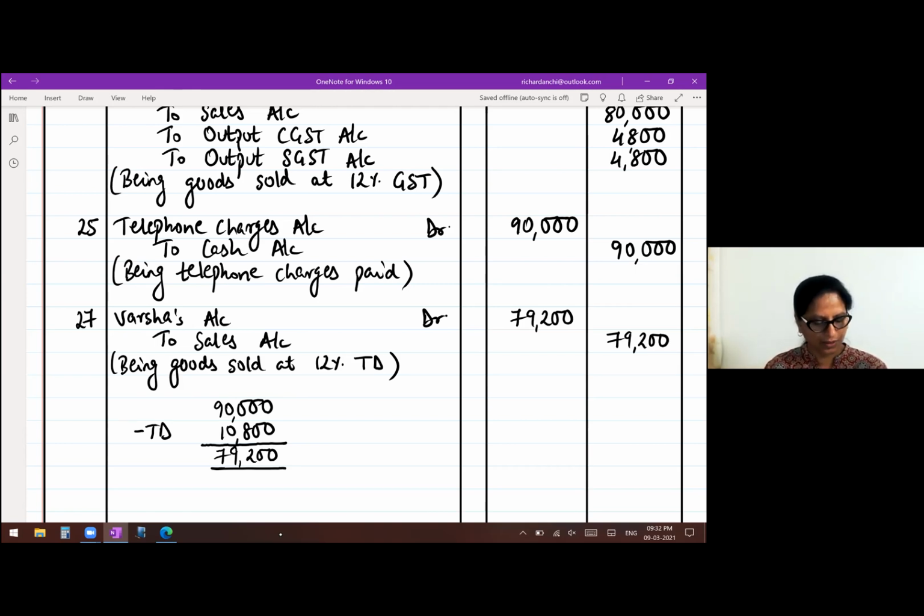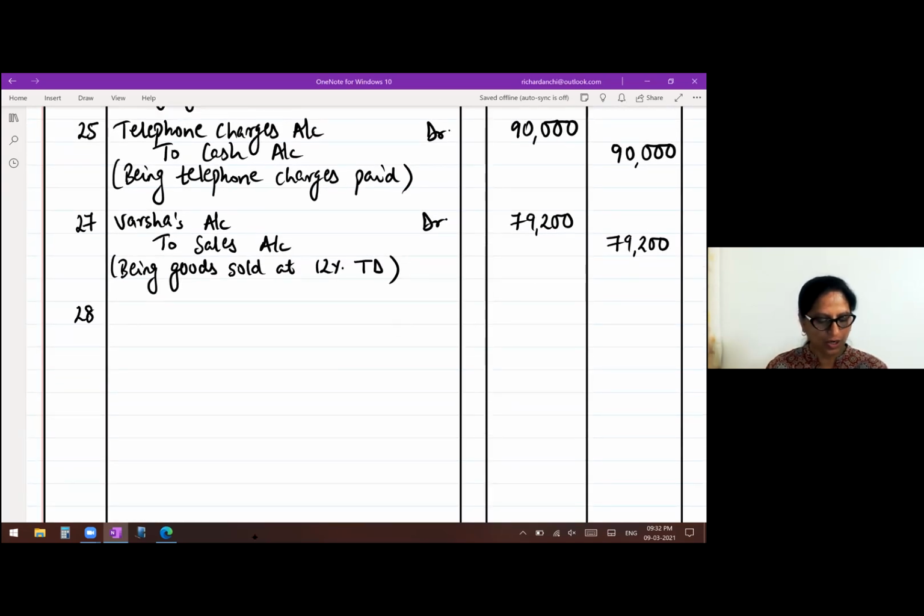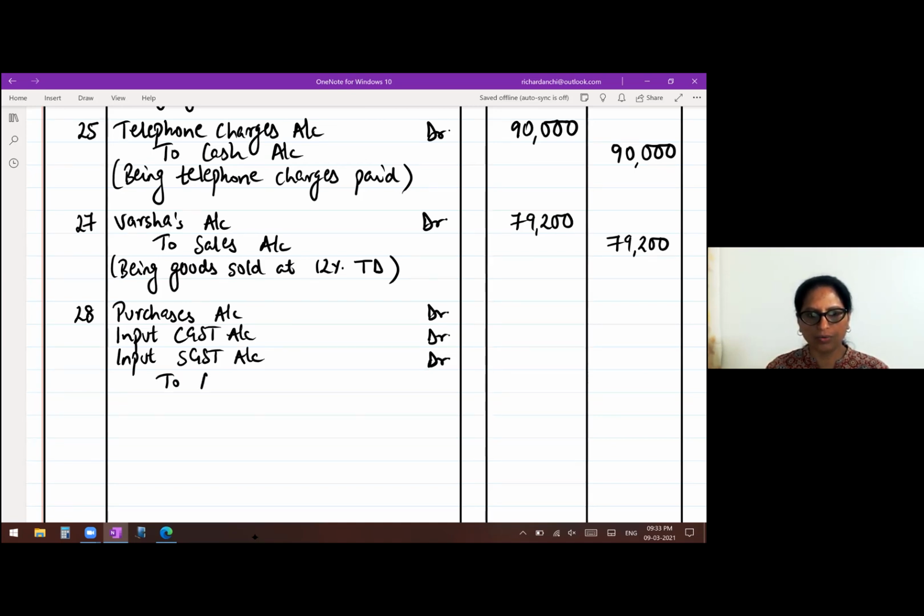28. Purchase goods from Abhijit and Sons, rupees 1,50,000 at 18% GST. Now you are purchasing goods from Abhijit. So again, this is a credit transaction. So the entry here will be purchases account debit. Input CGST account debit. Input SGST account debit. It's a credit transaction. Giver is Abhijit. So to Abhijit and Sons account.